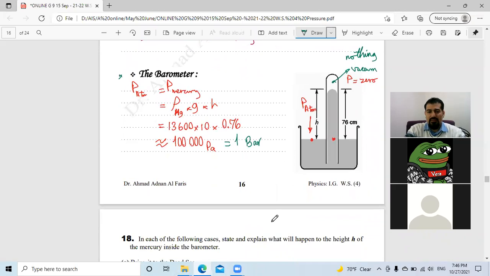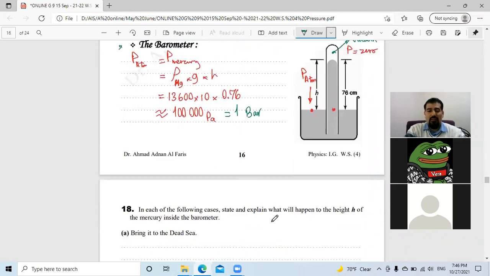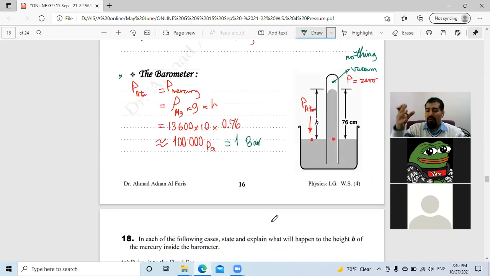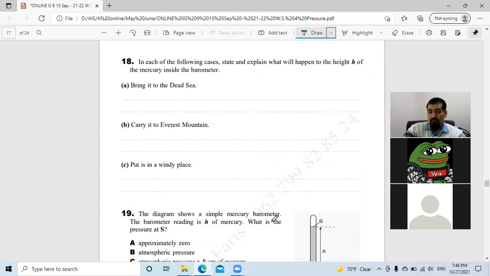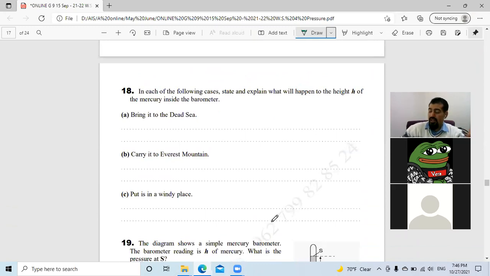That's how Torricelli found the atmospheric pressure. Now, if I bring this device, the mercury barometer, to another building, another mountain, or another valley, in each of the following cases, state and explain what will happen to the height h of the mercury inside the barometer if I bring it to the Dead Sea. The Dead Sea is the deepest point on Earth.